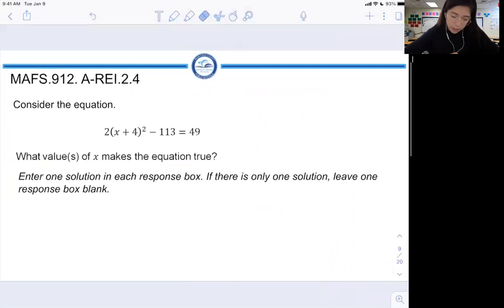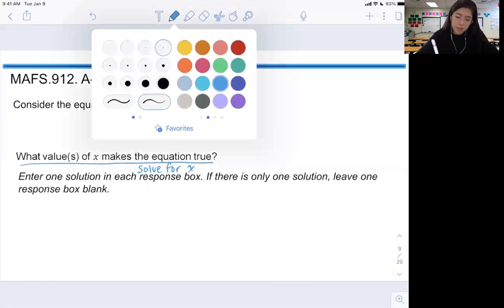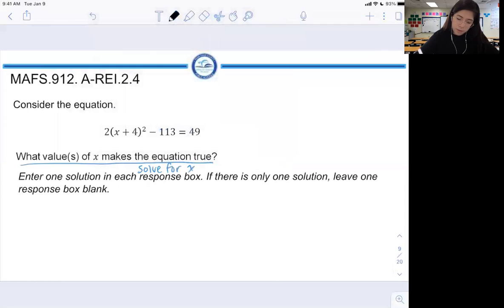Okay, so what values of x make the equation true? This is such a weird way to ask a question, but it's basically telling you to solve, because it's asking what values of x would make this true. It's basically saying, can you solve for x? So let's try it out. I have 2 times (x plus 4) squared minus 113 equals 49.